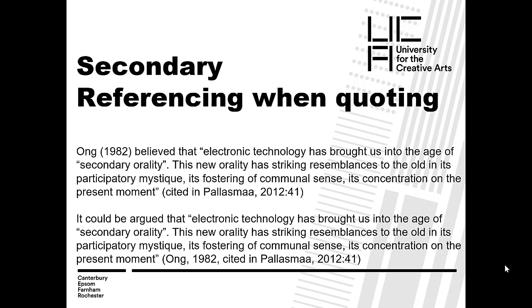So on the top example there, I've got Ong, then I've got 1982, which is the year that Ong said the quote, or that quote was published. And then after the quotation there, we've got cited in Pallasmaa 2012 and then 41. In the second example, I haven't used Ong as part of my sentence, so instead I've got Ong and Pallasmaa in the same citations.